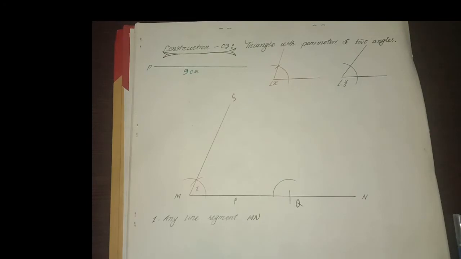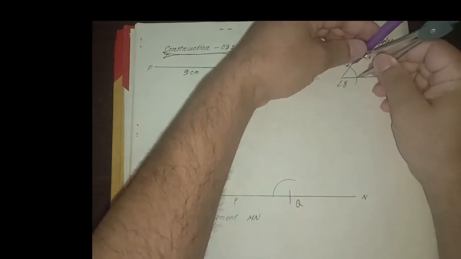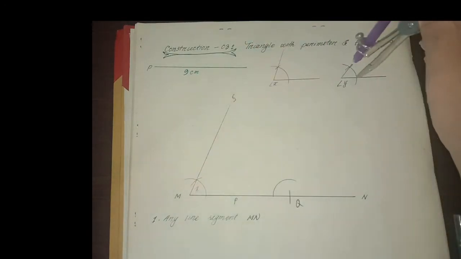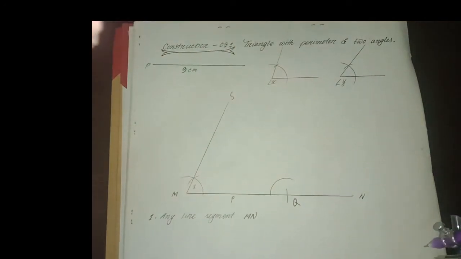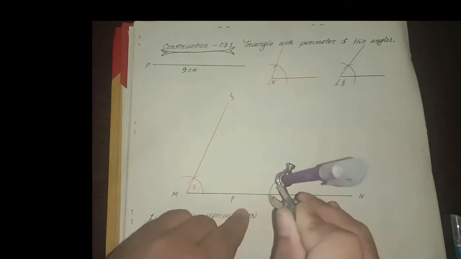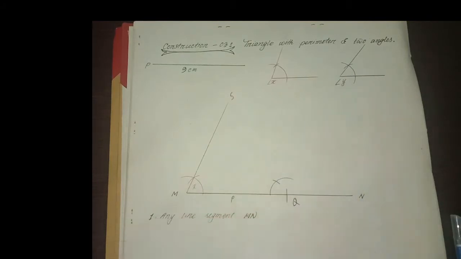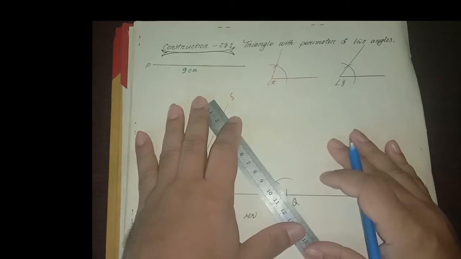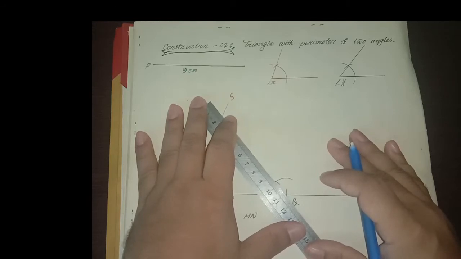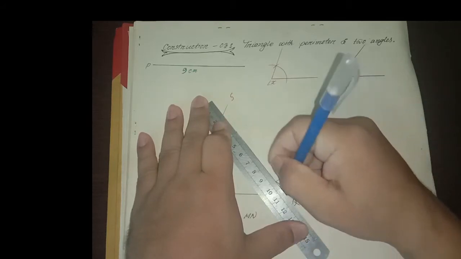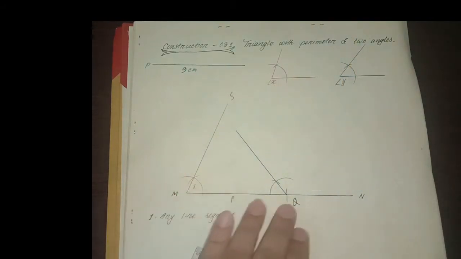Now what we need to do is take the measure of angle Y. So this is the procedure of taking the measure of angle Y. Okay, there it is, as you can see. Sorry, it's going to be a bit shaky. There it is. So if I complete this angle, I name this angle MQT.